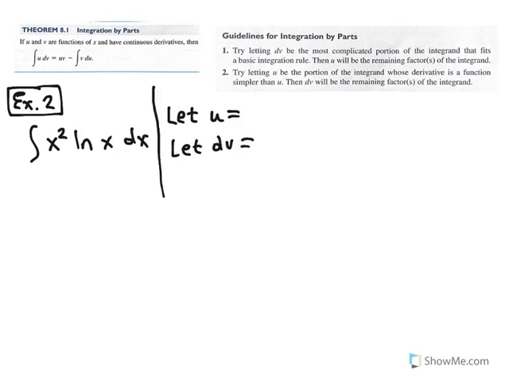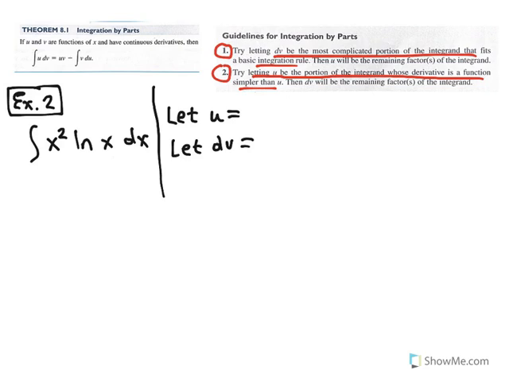So look at the guidelines here. Try letting dv be the most complicated portion of the integrand that fits a basic integration rule. Number 2 is saying the same thing but in a different way. Try letting u be the part of the integrand whose derivative is a function simpler than u. Now here's the deal.